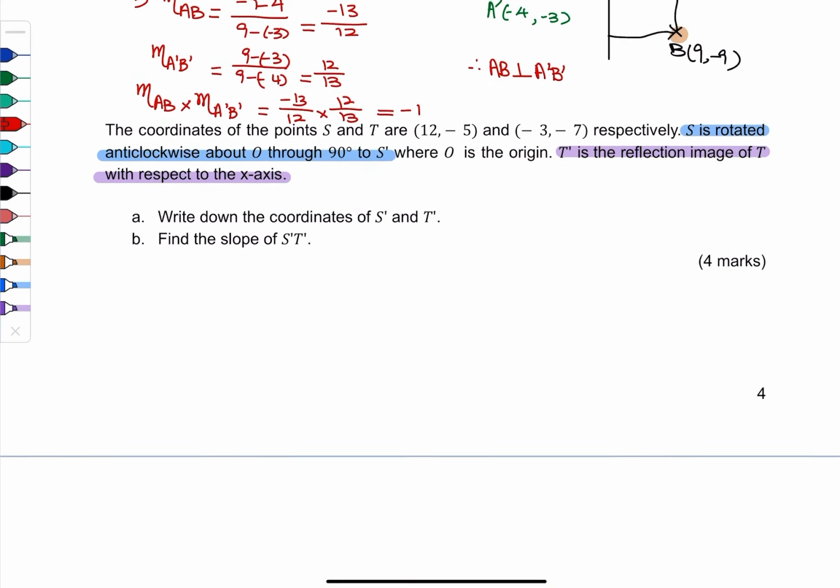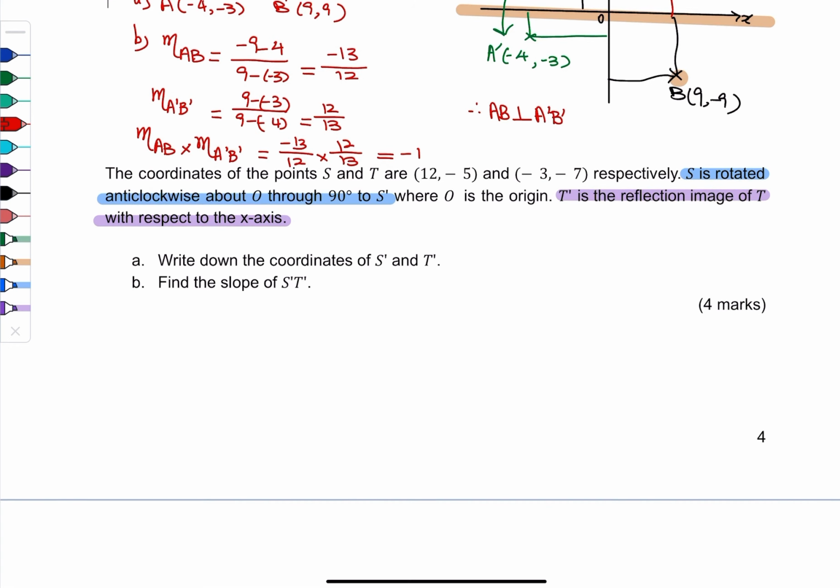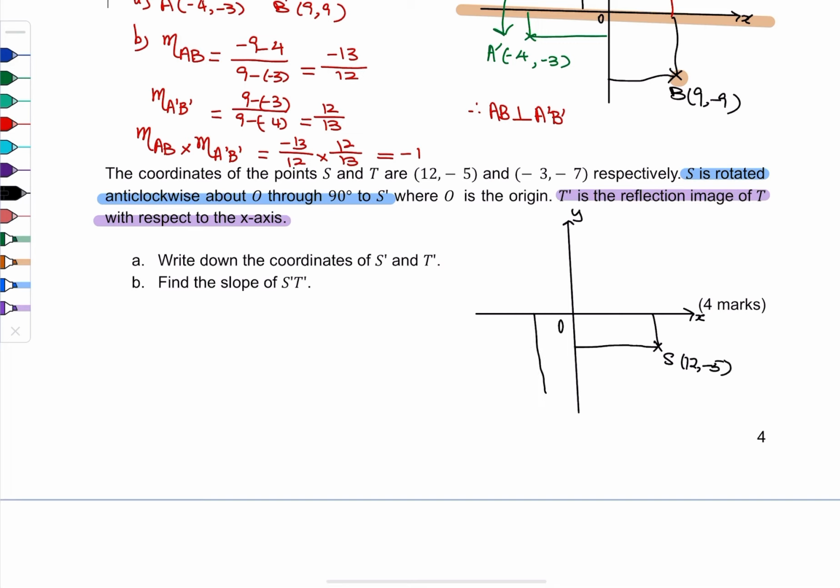So last question. Pause the video. Try to do it on your own and then check. So coordinates. This x is positive, y is negative. So where is that? So somewhere here. This is your S point. How about T point? Negative, negative. Both are negative. Somewhere here.